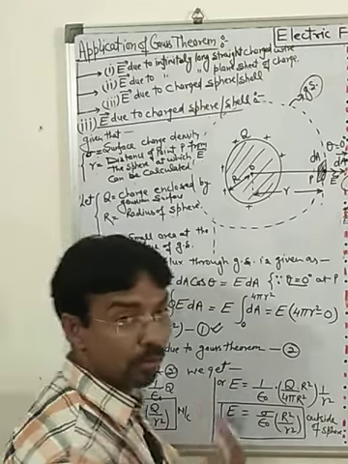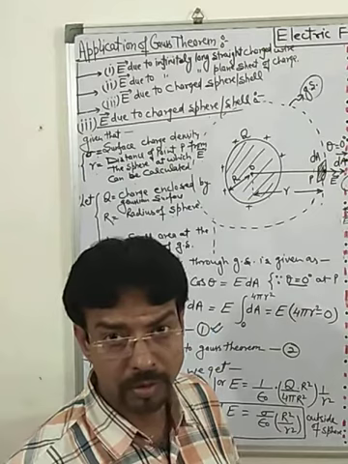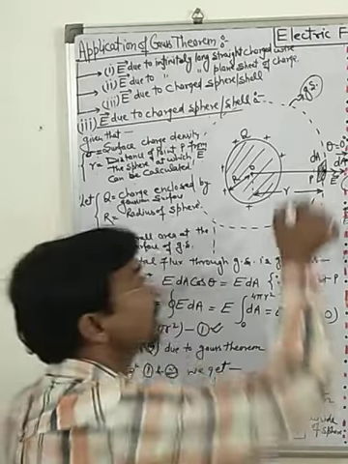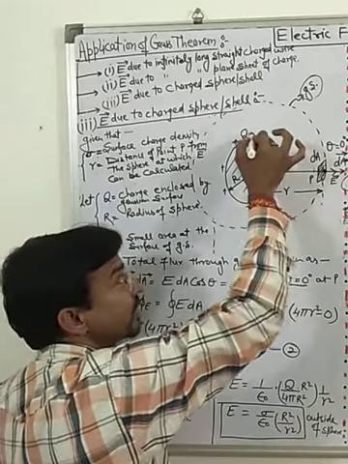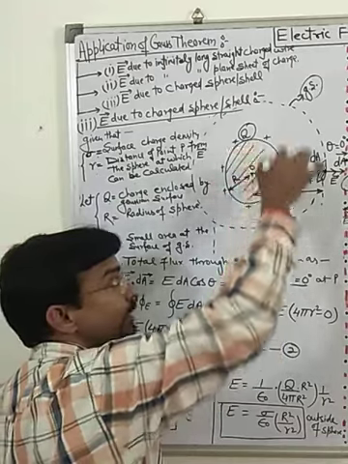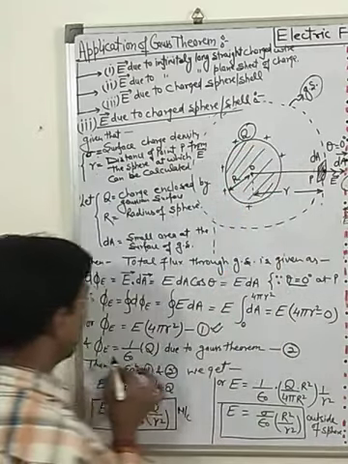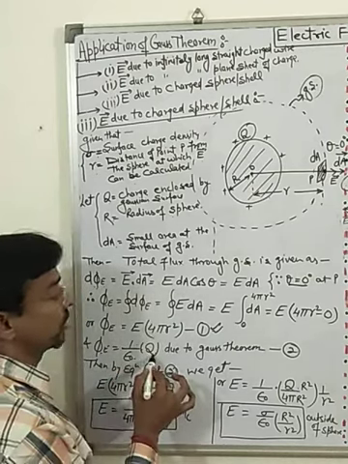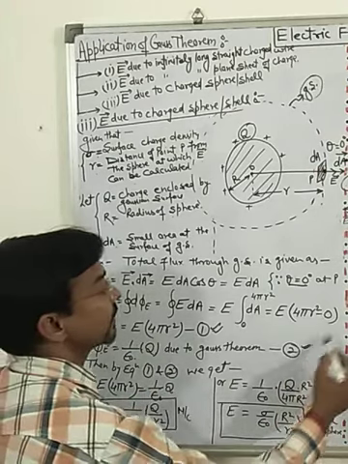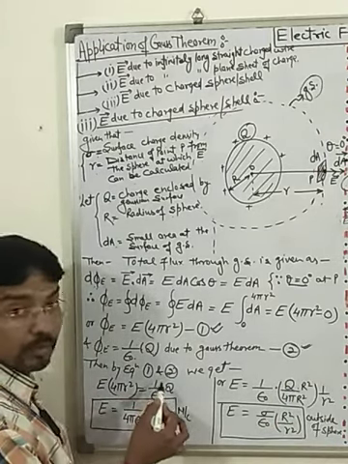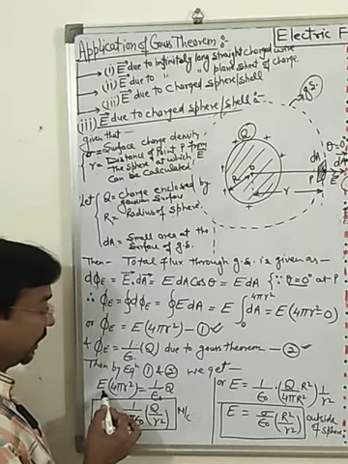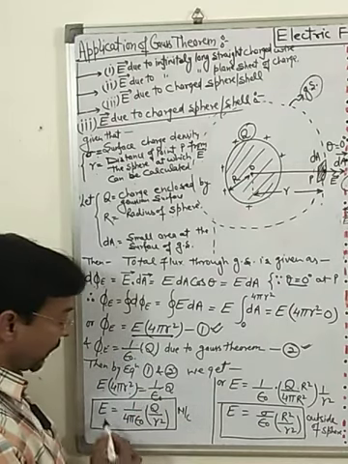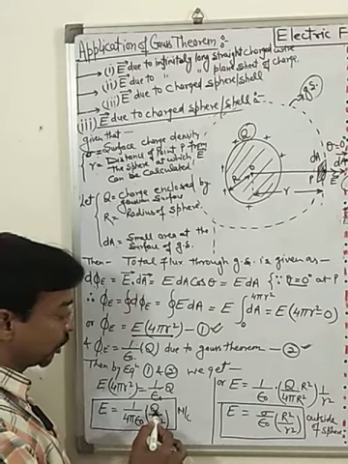Now, according to Gauss theorem, total flux through any Gaussian surface will be equal to 1 upon epsilon naught times the total charge enclosed by that Gaussian surface. Here the charge enclosed is Q, which is spread at the surface of the sphere. So according to Gauss theorem, total flux becomes 1 upon epsilon naught times the total charge enclosed. Therefore, by equation number first as well as equation number second, we get E 4 pi r square equals 1 upon epsilon naught times Q. Therefore, E equals 1 upon 4 pi epsilon naught Q by r square.